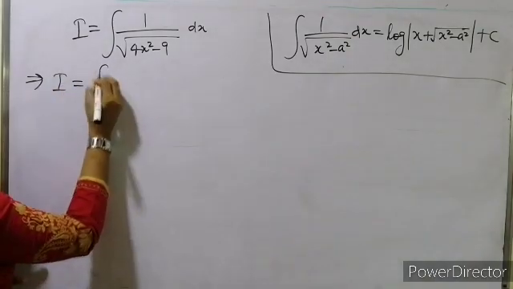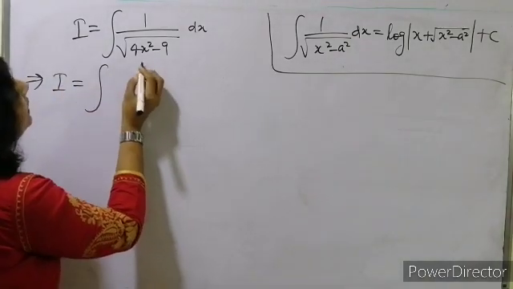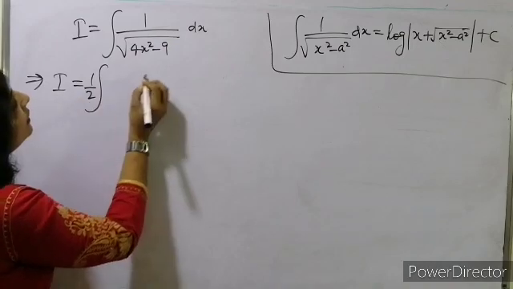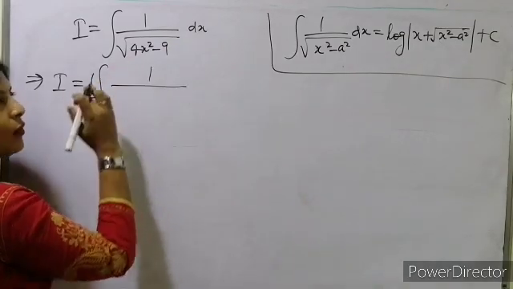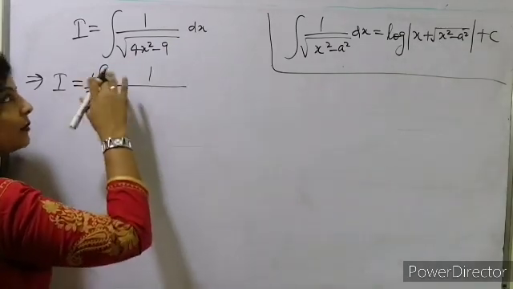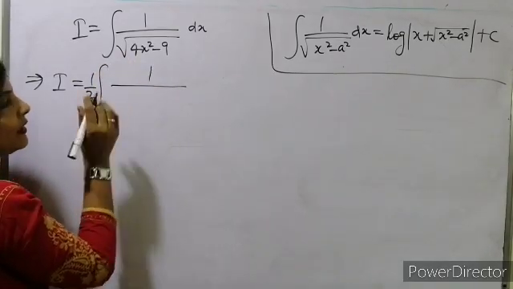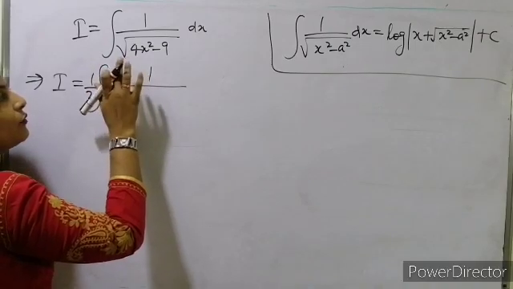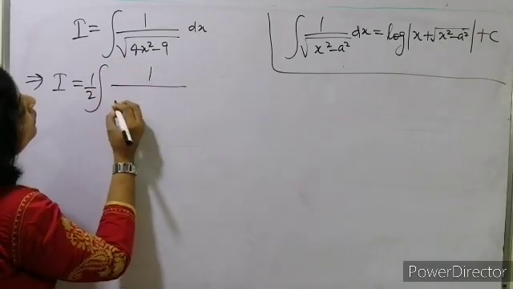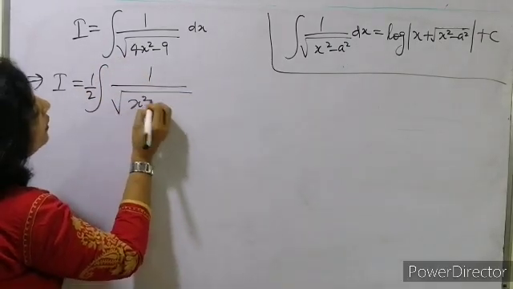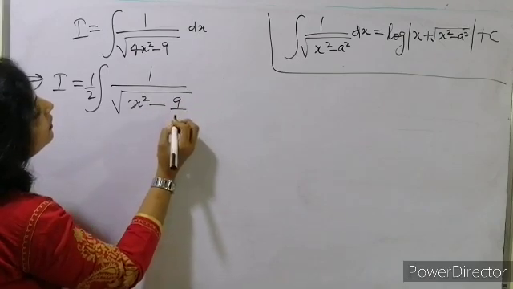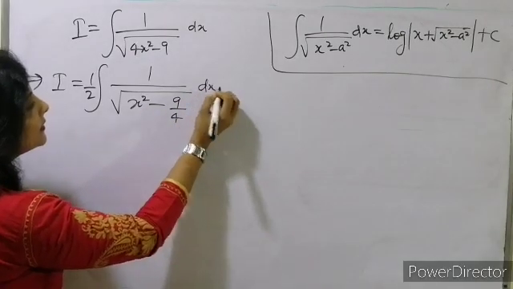I का value will be 1 upon, we'll take 1 upon 2 common. So when we are taking 4 common, square root में से हम 4 निकालेंगे बाहर, so we'll get 2 बाहर, we'll get only 2. Why? Because 4 का square root is 2. Okay, so x square minus 9 upon 4 dx.